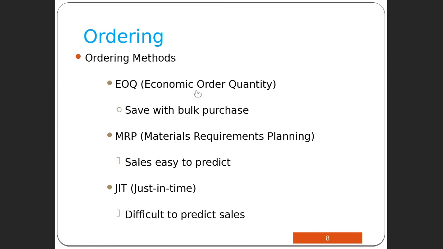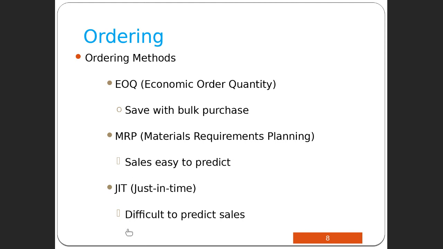So one more time, the three inventory systems: the economic order quantity, the materials requirement planning, and the just-in-time. Economic order quantity is used when you buy more and you save. Buying in bulk, meaning buying a lot and saving. Materials requirement planning is based on predicted sales. You order based on how much you can sell, and sales are easy to predict.